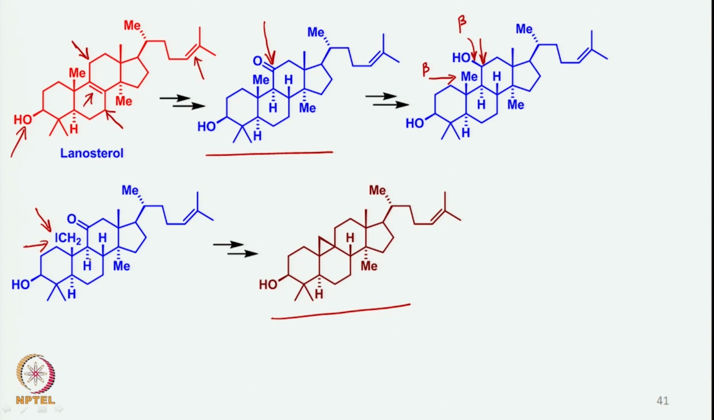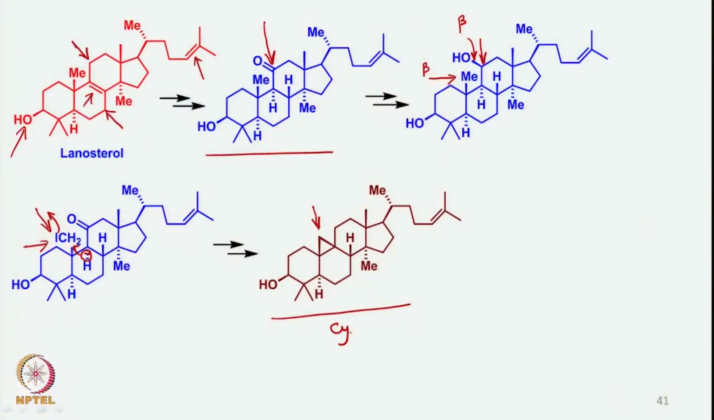And now once this has happened, they used a strong base to deprotonate this particular hydrogen here, and then this negative charge attacked this particular carbon, and iodine goes as a leaving group, and eventually the cyclopropane ring is formed here. So this is a very interesting, celebrated example of conversion of lanosterol to another molecule, cycloartenol. Of course it involved many steps and protection and deprotection, but it was a very brilliant example of the power of the Barton reaction.